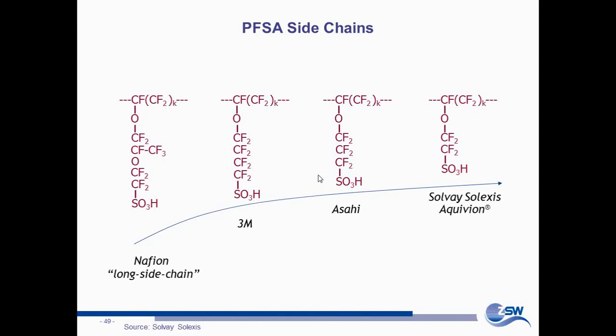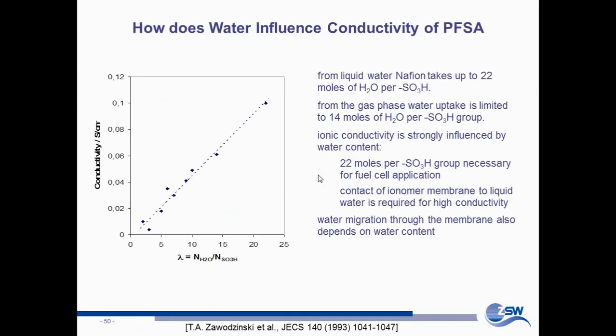Now, we do have many side chains. The mother of all, Nafion 3M, has a 4-chain length, Asahi 3 chains, Solvay, Solexis, and Dow a chain length of 2. They are different in their physical properties. They're different in their, let's say, water retention properties. They are different in many ways, but they're, let's say, one class of materials, and they have the same attitude: they want to be well hydrated for conducting protons.